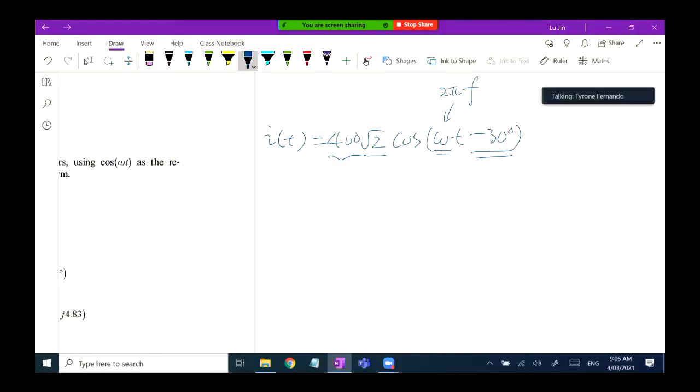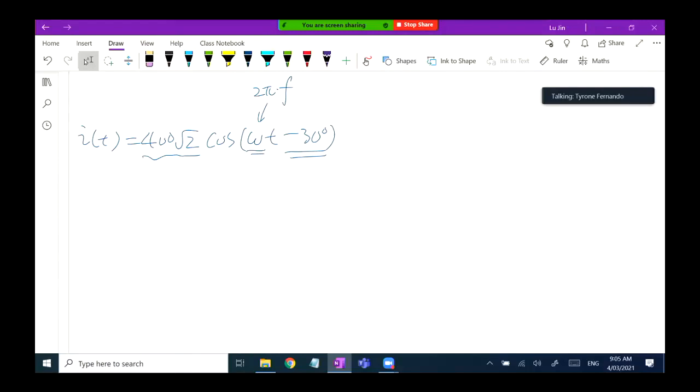If you want me to plot or sketch this function in terms of time, we can do that quickly. First of all, the shape of this instantaneous current is a cosine function.